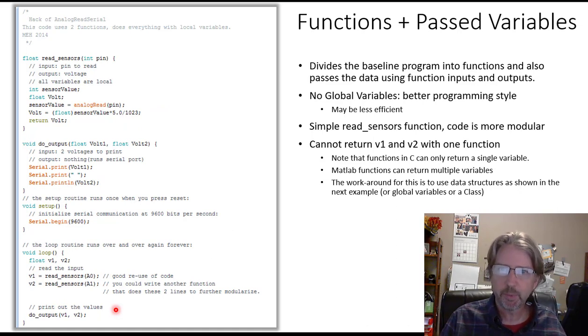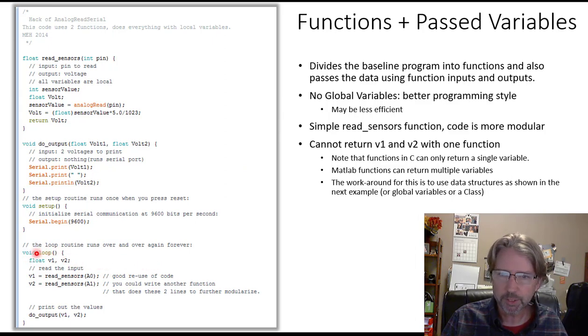This second example here is using a little bit better style. We have functions that return outputs and receive inputs, which means they're self-contained. All of the variables are local variables, so we don't have any global variables here. So we've divided the old program, the spaghetti code, into functions again, and this is just a slightly different style.